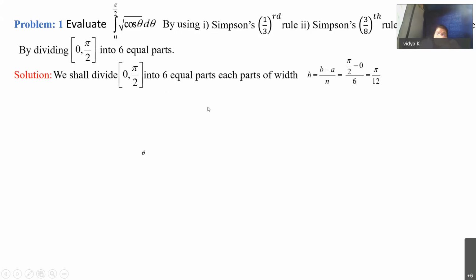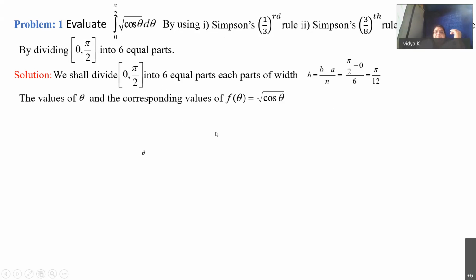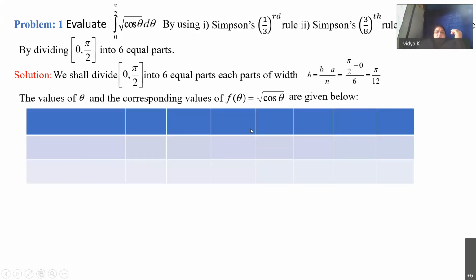So they haven't given the observed values, so you have to make the table. What is it? f(theta) is root cos theta. So I prefer the table now. Theta: start with the lower limit 0. Then add the step length. 0 plus pi by 2 is pi by 2.